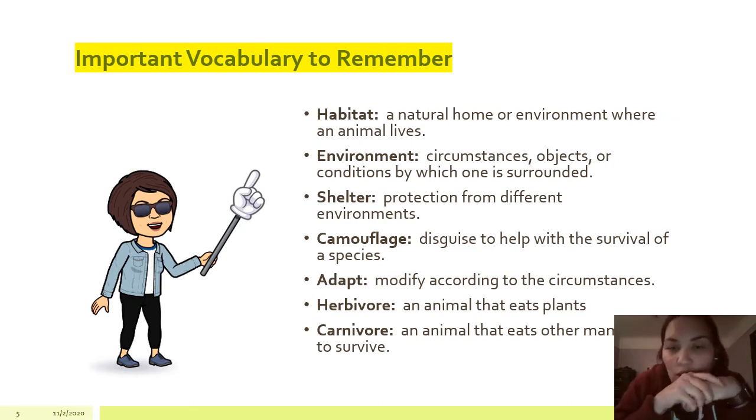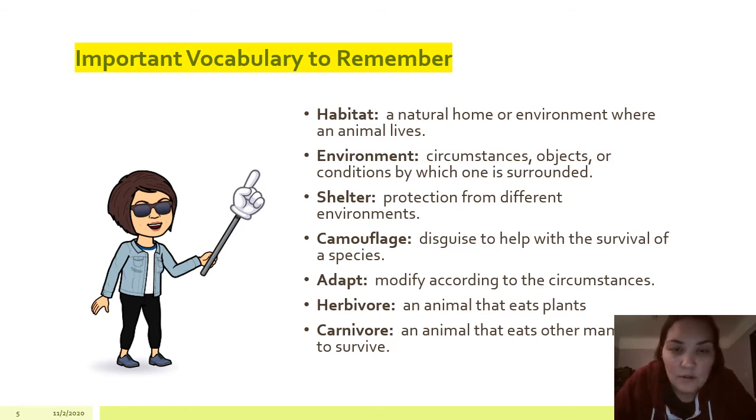Okay, here we go. Camouflage is a disguise to help with the survival of a species, right? So a disguise, like a costume. Let's think of something. How about a lion, Mrs. B's favorite animal, right? Okay, it camouflages because its skin and its hair is tan. Now, it lives in the savanna where there's lots of grasslands. That's the same color or similar to the color of the lion. So it's able to sneak through the grasses really easily without being caught. Okay?